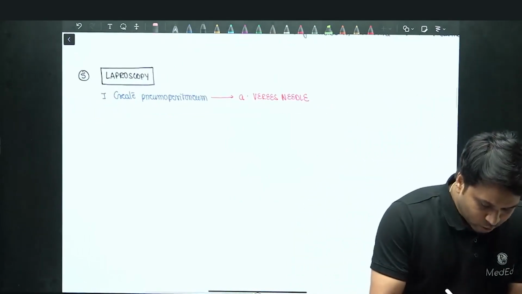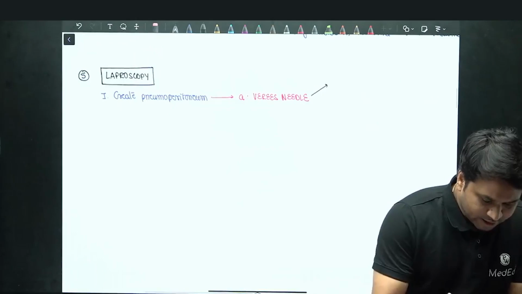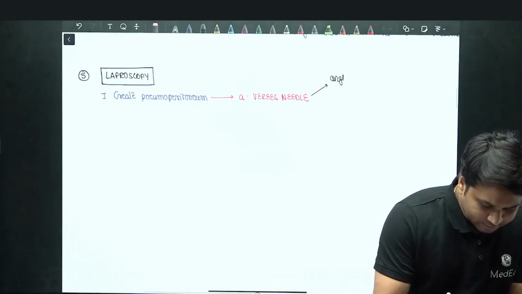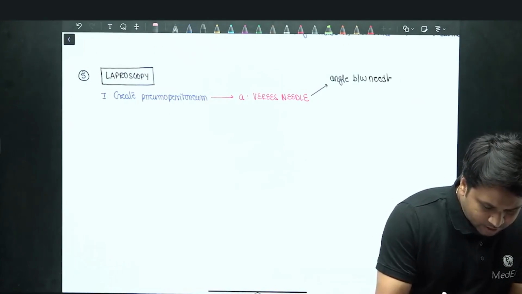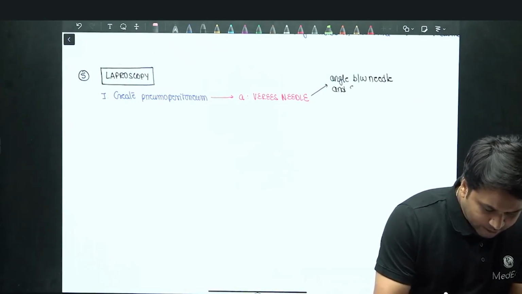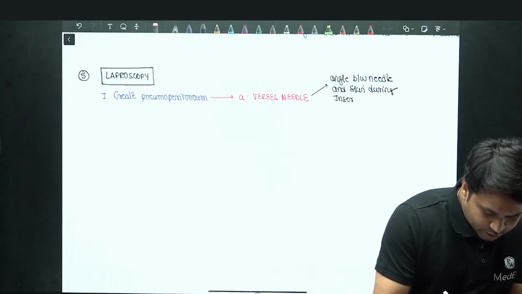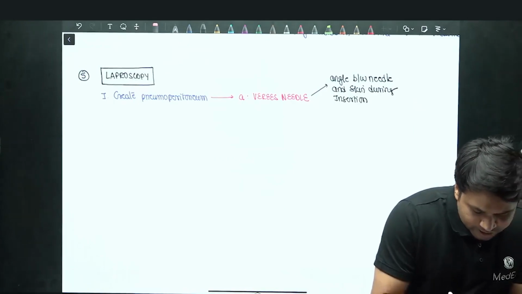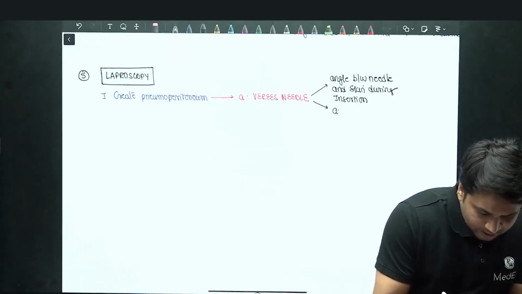So for the Veress needle, they will ask two angles: the angle between the needle and the skin during insertion, and the second question is the angle between the needle and the body.